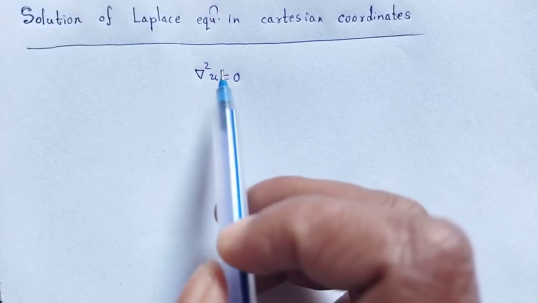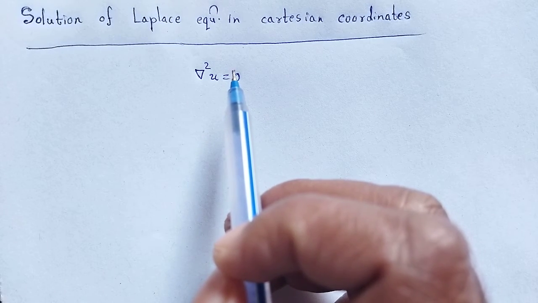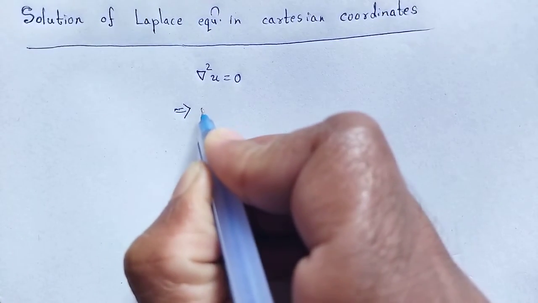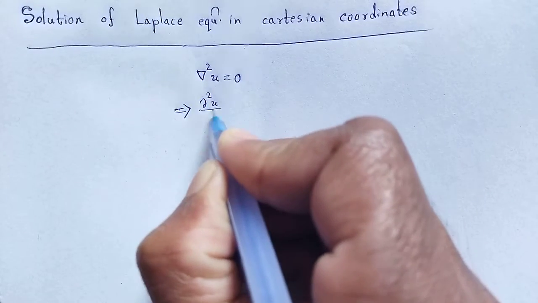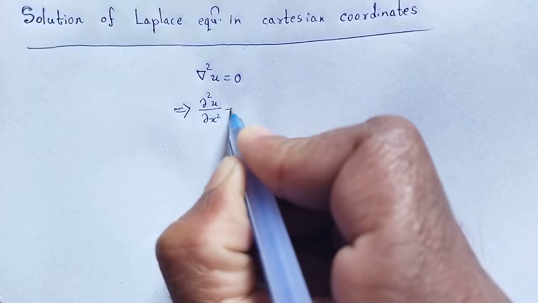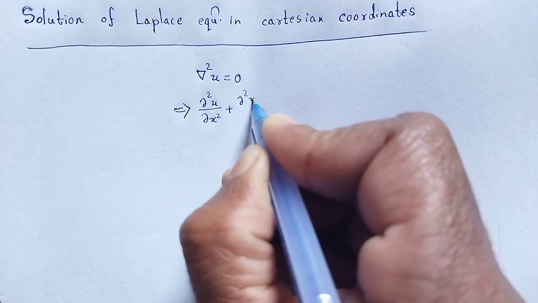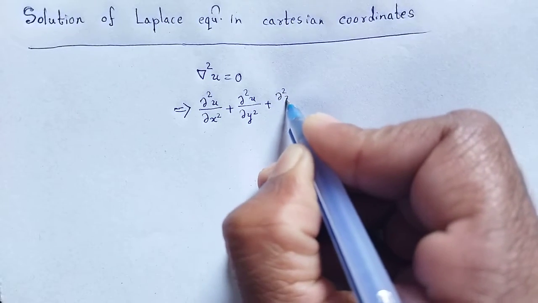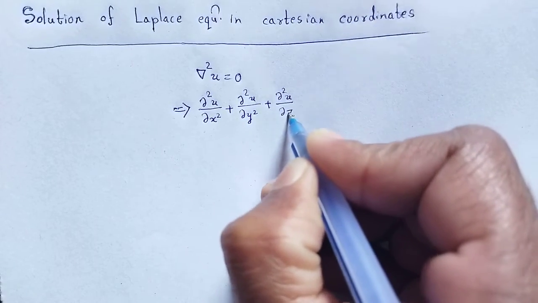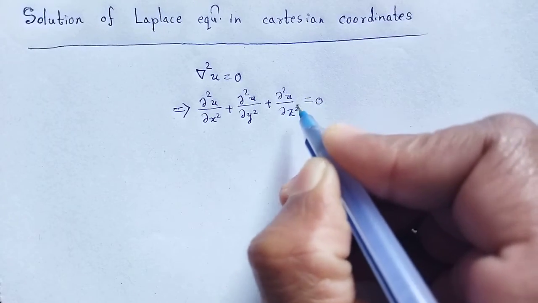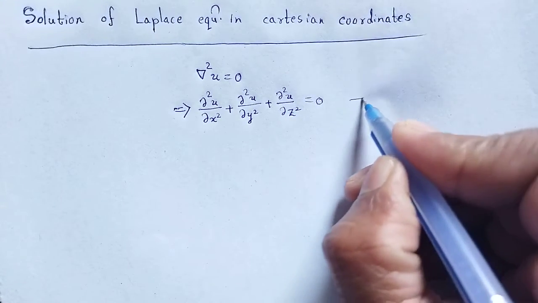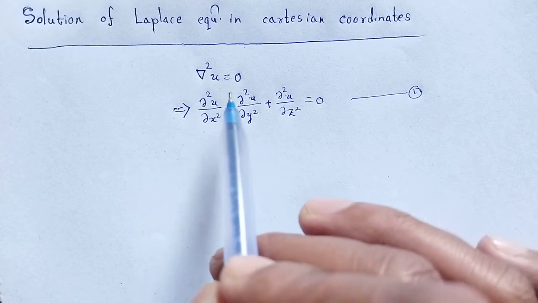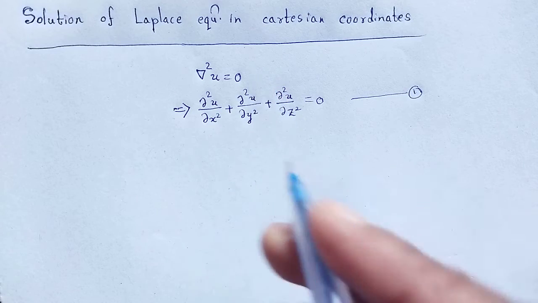In 3 dimensions, the Laplace equation in Cartesian coordinates is given as del 2u by del x2 plus del 2u by del y2 plus del 2u by del z2 is equal to 0. That is equation number 1. That is the Laplace equation in Cartesian coordinates in 3 dimensions.